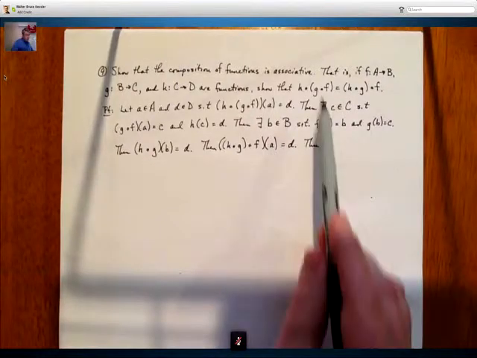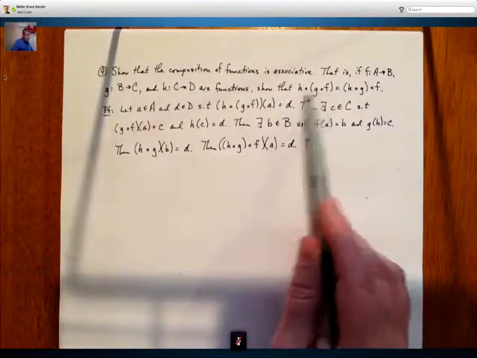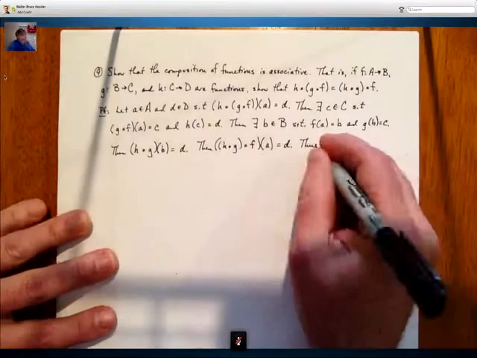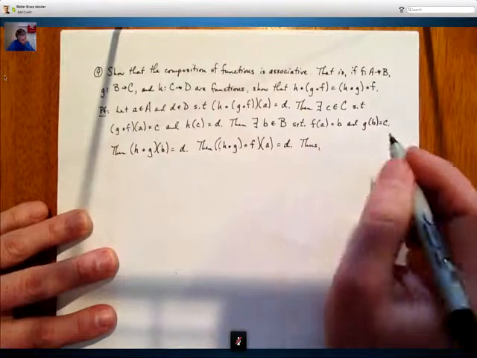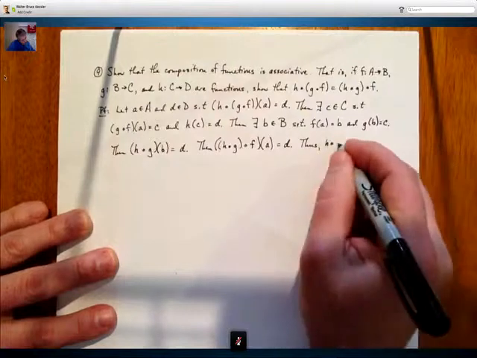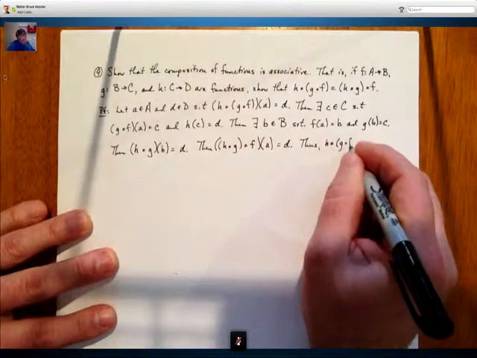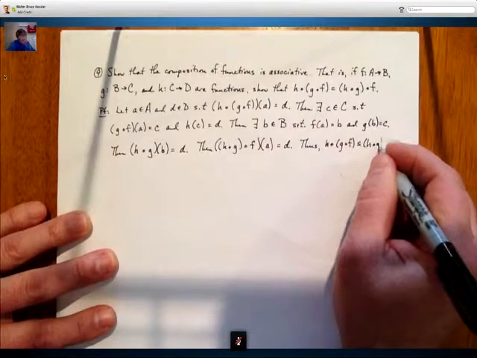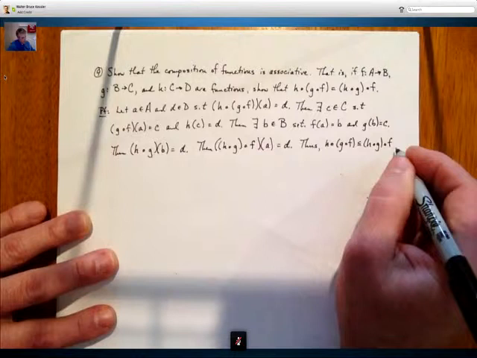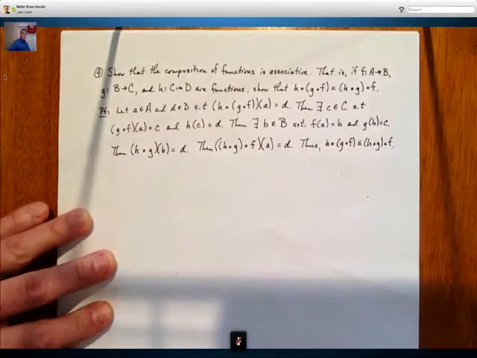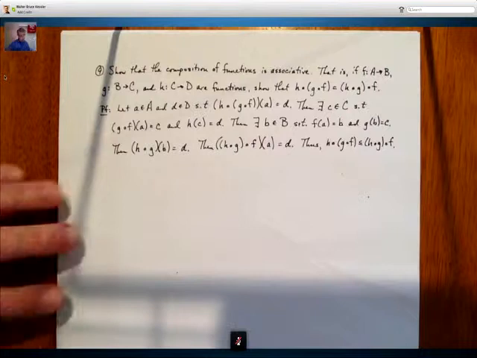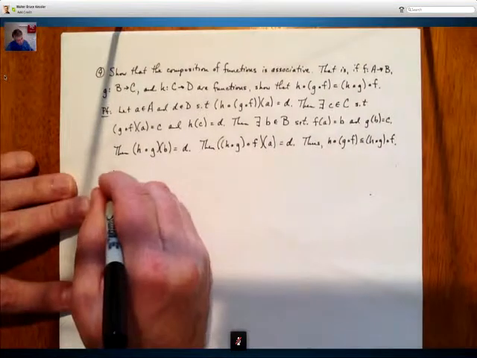So what I've shown is that this ordered pair, which I took to be in this subset, is in this subset. Thus, H of G of F is a subset of H of G quantity of F. Okay? Alright, then we do it the other way.